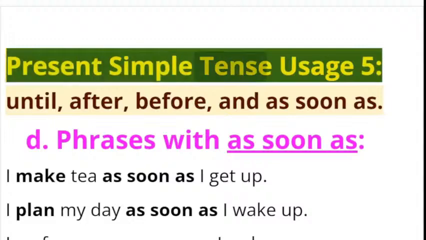Present simple tense usage 5. Until, after, before, and as soon as. D. Phrases with as soon as. I make tea as soon as I get up.